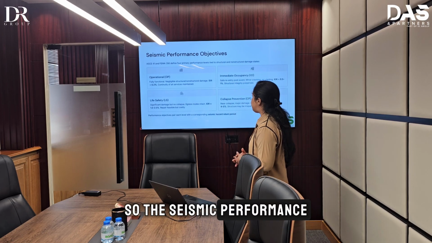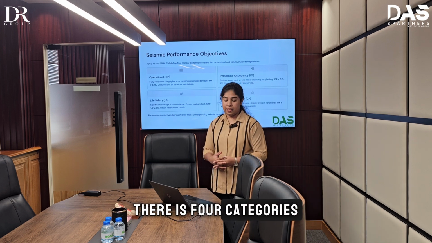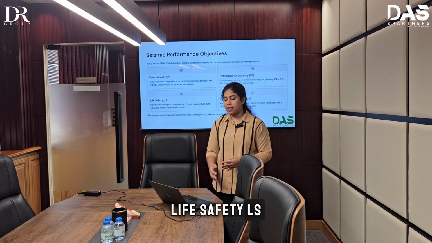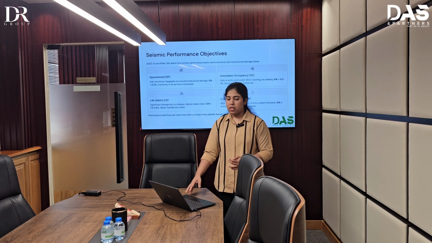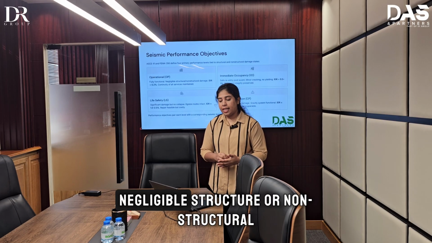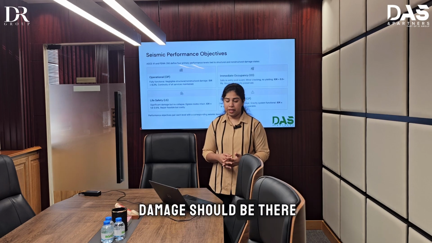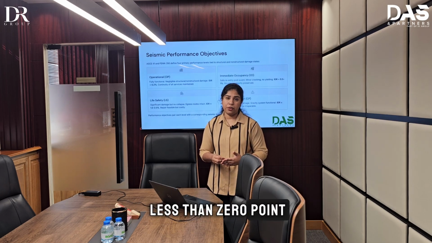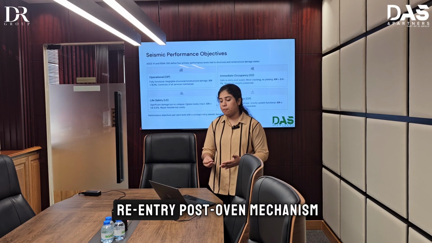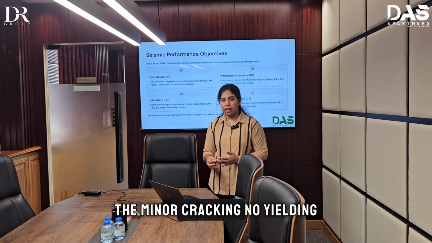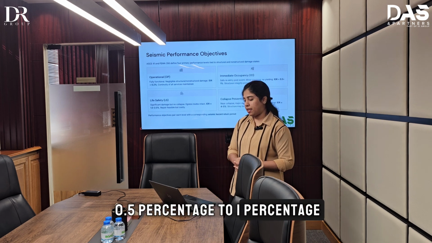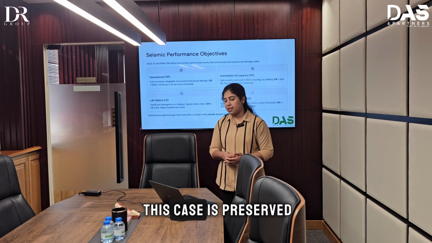The seismic performance objectives are of different types. There are 4 categories mainly: operational OP, immediate occupancy IO, life safety LS, and collapse prevention CP. While discussing operational OP, it should be fully functional, with negligible structural or non-structural damage, and IDR should be less than 0.2%. Immediate occupancy is a safe re-entry post-event state: minor cracking, no yielding, IDR less than 0.5% to 1%, and the structural integrity is preserved.